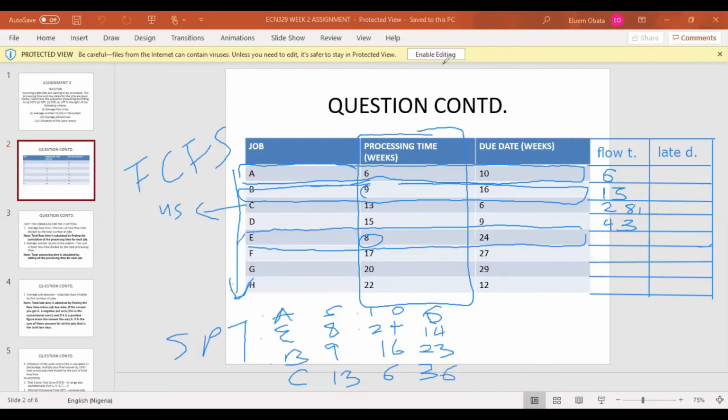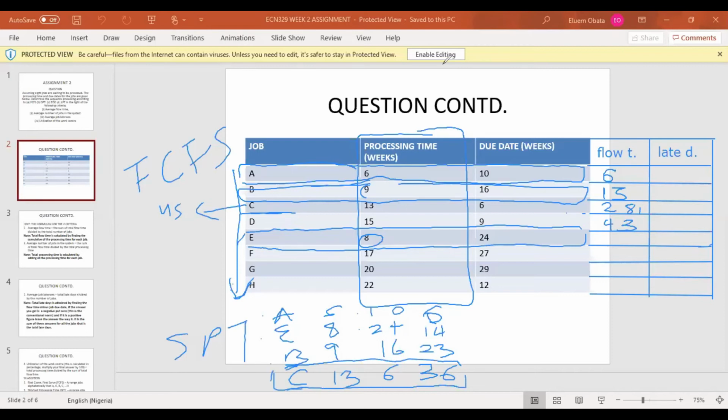As you can see, if they were using first come, first serve, the total time that we, customer C, would have waited would just be 28 weeks before they give us our iPad. But because they are now using shortest processing time, before they give us our iPad, it would take 36 weeks. So that is why it's important.